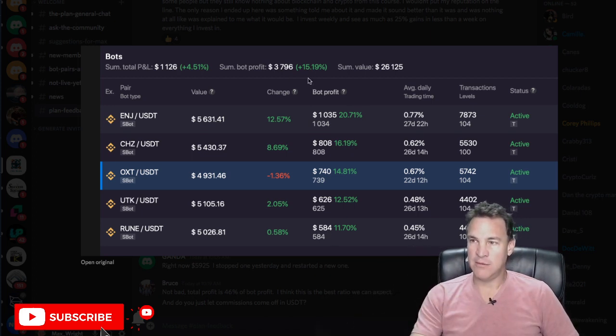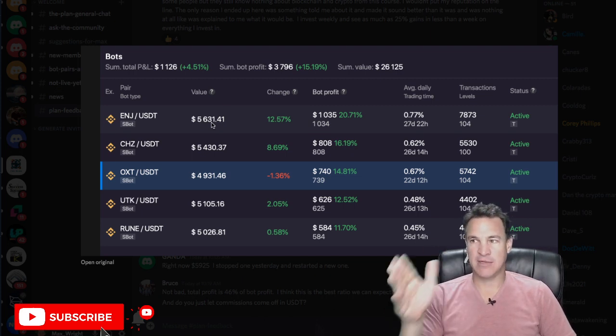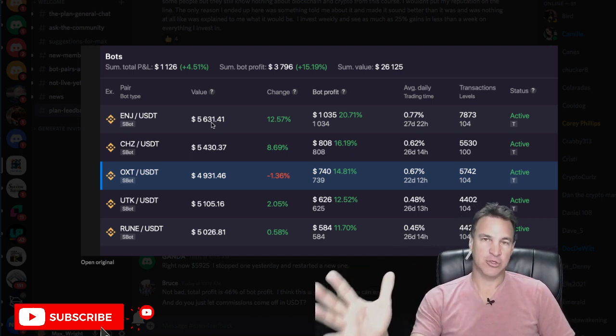On this column, it can never be red. The bot only makes money. However, overall, your net position can go down because the value of cryptocurrency went down. But here is the power of it. You can see here, these 5 bots were open for 27 days, 26, 22, 26, 26. So just shy of a month, he had these 5 bots open and doing their bot thing. He set it, went to sleep, came back 26 days later, and these are the results.